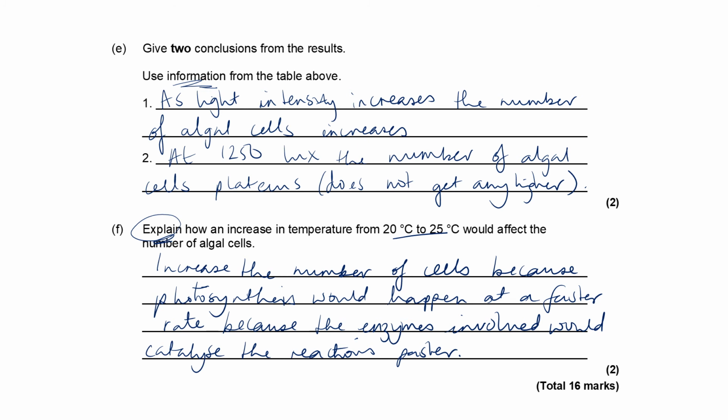And then for part F, it says explain. So I've got to use the word because in my answer. Explain how an increase in temperature from 20 degrees Celsius to 25 degrees Celsius would affect the number of algal cells. Now, 20 to 25 is like a lovely warm spring day. You could almost argue that it's summer. So that's a lovely day. It's not beyond the optimum for most of the enzymes in photosynthesis to be denatured, so it's ideal. So I've put increase the number of cells because photosynthesis would happen at a faster rate because the enzymes involved would catalyze the reactions faster. Notice I've used the word because.